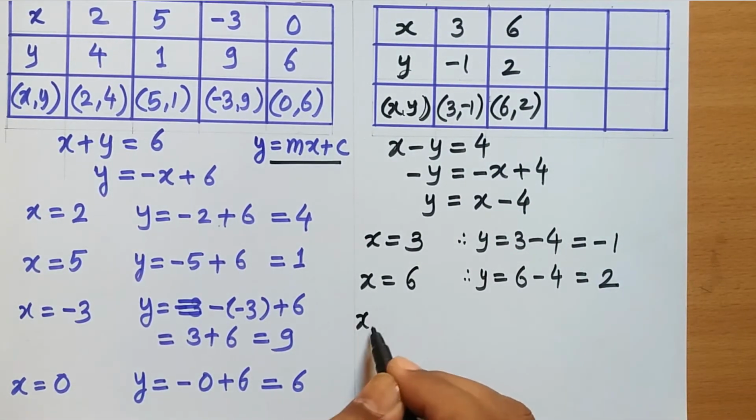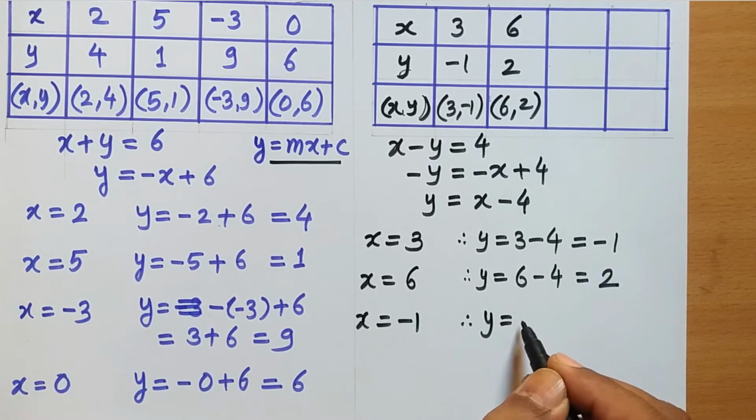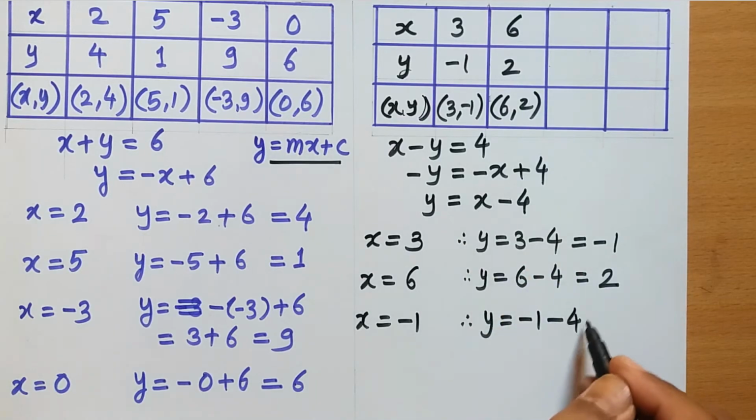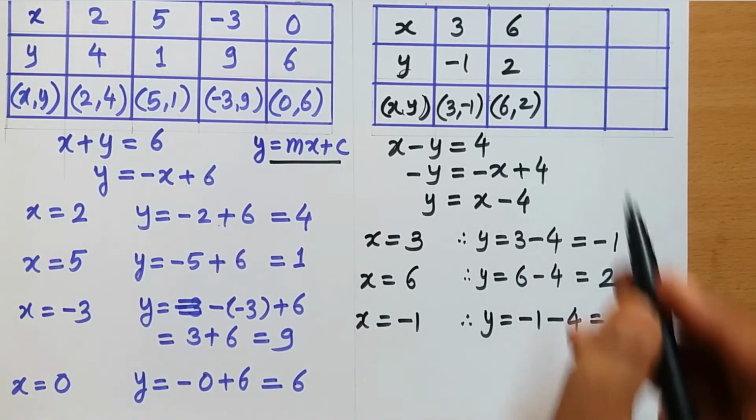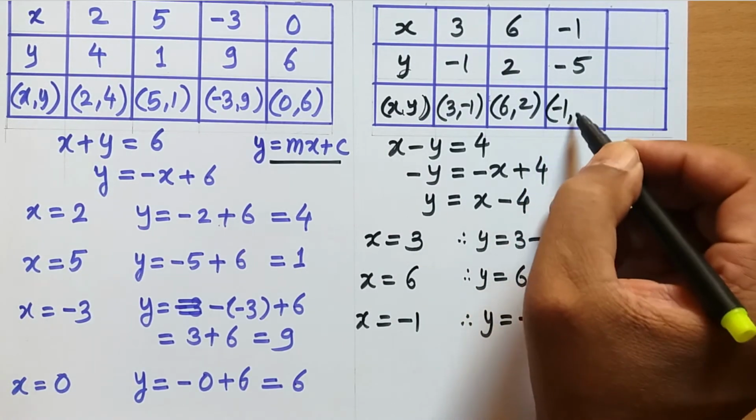Take any negative value, minus 1. So y is equal to minus 1 minus 4, which is equal to minus 5. So negative 1 and negative 5 are the coordinates of the point.